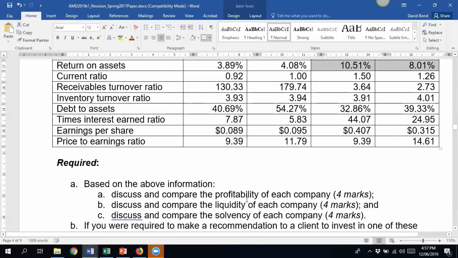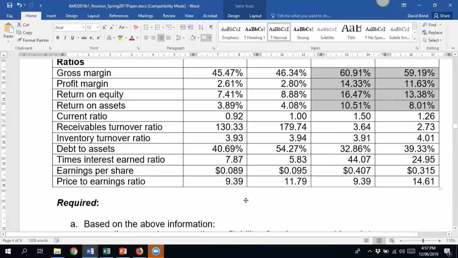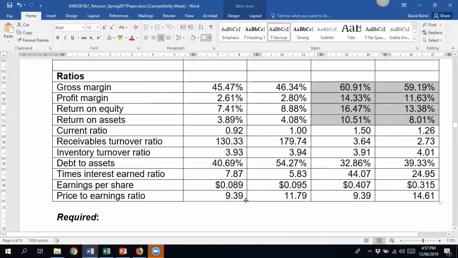When it comes to liquidity, you're looking at how much they're able to generate cash quickly. Receivables in this company don't seem to be an issue because they're mainly a cash business. The current ratio is lower, so that's a cause for concern, but they seem to be able to generate cash relatively quickly, and they're turning their inventory over about every 3 months. Same as this company.